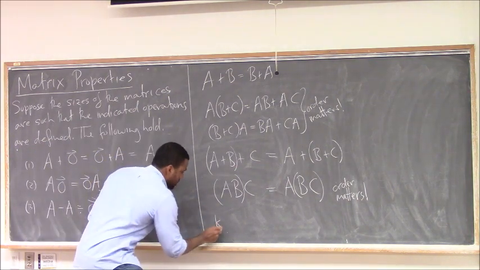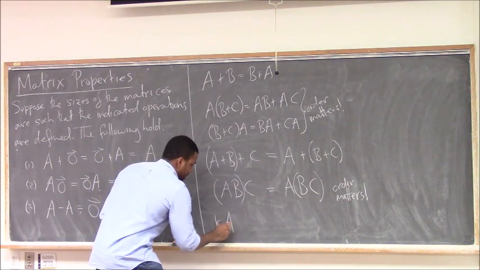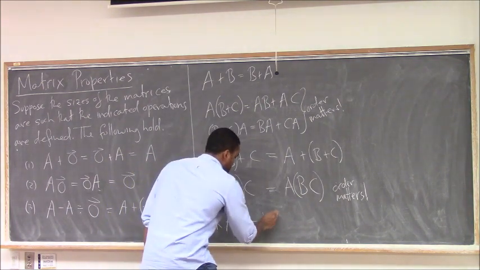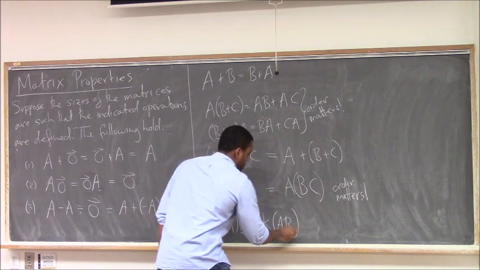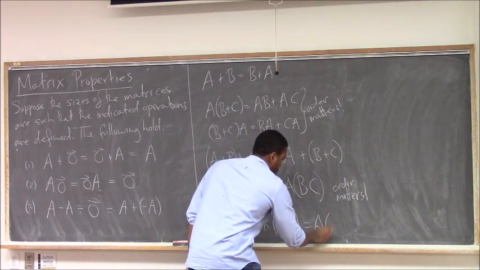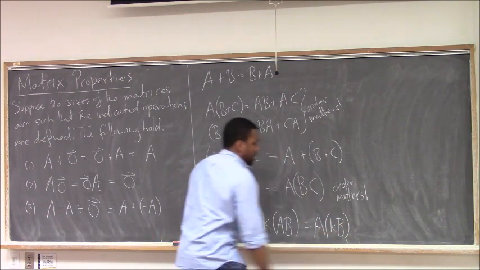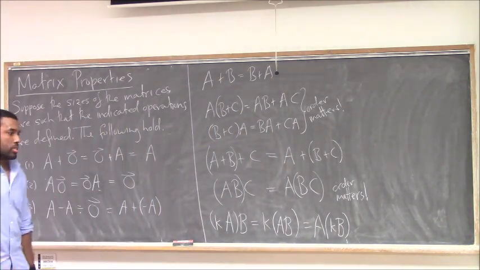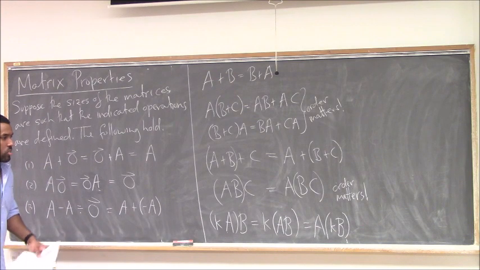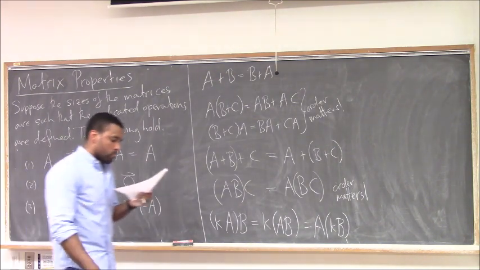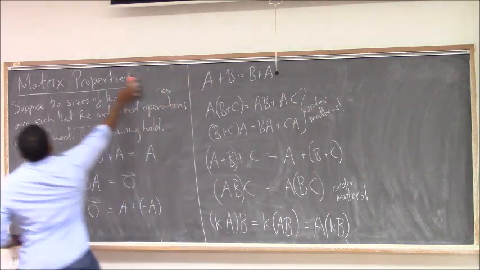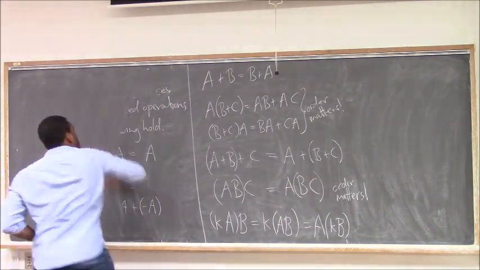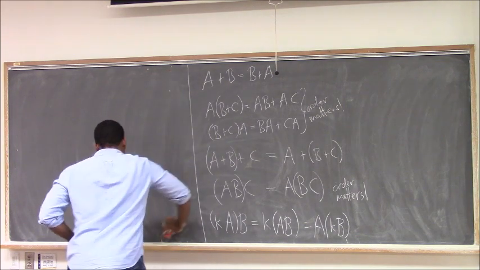If you have a constant times A times B, that is the same as the constant times AB. This is the same as A times the constant times B. Constants can pretty much jump around. Matrices themselves, the order matters, but with scalars, just like real numbers, they can actually move around. Here's one thing. And the rule here is very similar to the rule for taking inverses, which we'll talk about later as well.